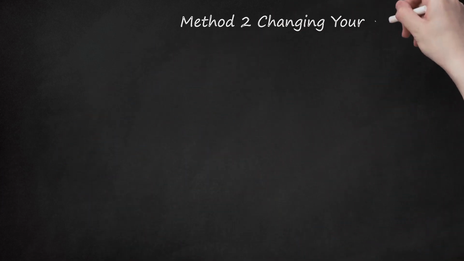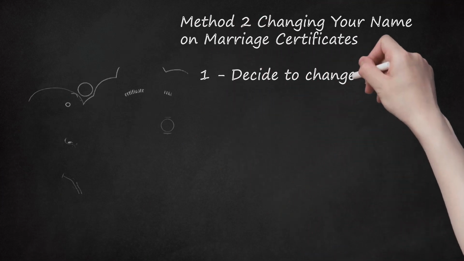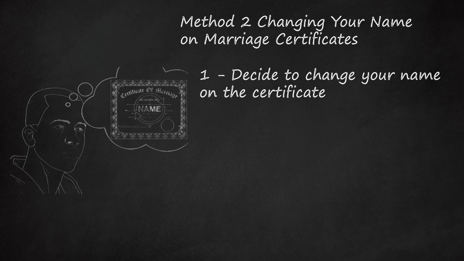Method 2: Changing your name on marriage certificates. 1. Decide to change your name on the certificate. If your name was misspelled, you may change it with an amendment. If you have gone through the legal process of changing your name, you may change your name on the marriage certificate through an AKA, also known as process in some states. Be aware that your original name will continue to be listed on your original marriage certificate.